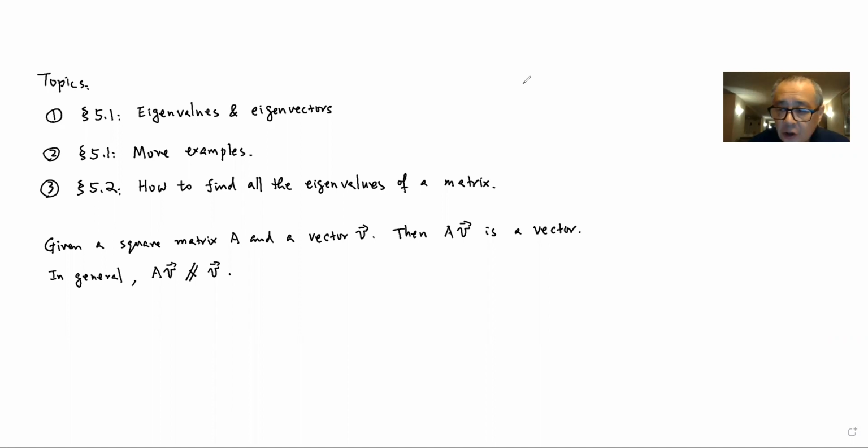Today we turn to study eigenvalues and eigenvectors of a matrix. Given a square matrix, that means the number of rows and the number of columns are equal, then the matrix is a square matrix. For eigenvalues and eigenvectors, we only consider square matrices.